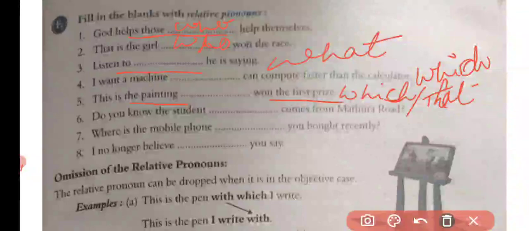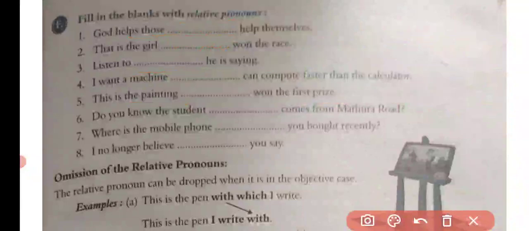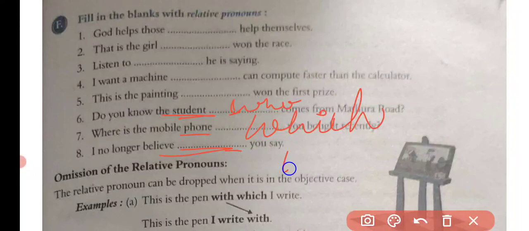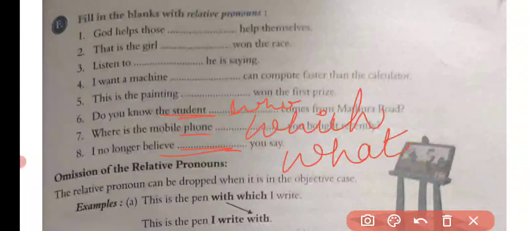Next is, do you know the students dash come from Mathura Road? Now student is there. So it is what? Who. Where is the mobile phone dash you bought recently? So this is because mobile phone is a thing. So here you will use which or that. Okay, which or that. I no longer believe dash you say. I no longer believe what you say. So what will you do here? Here it is what that you have to write down.